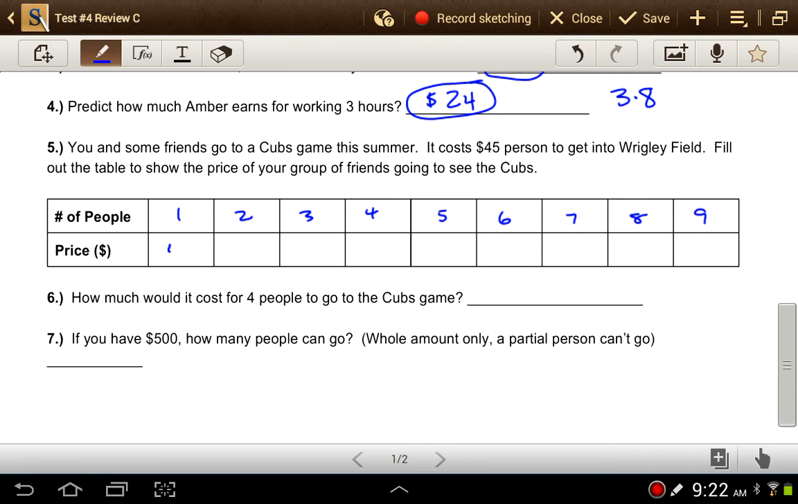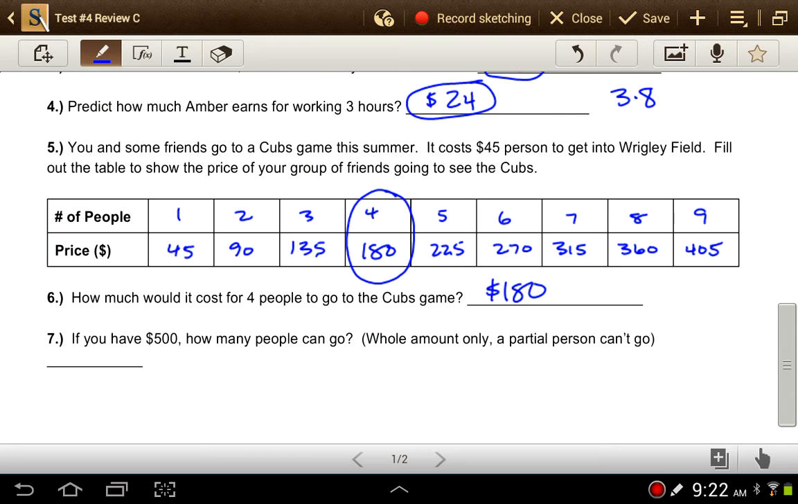That's going to be $45 and 90. So I'm just counting by 45s here. It's 225, it's 270, 315, 360, and finally 405. Okay, so I just counted by 45s there, or I'm doing 45 times 2, 45 times 3, 45 times 4, if you want to do it that way. Okay, how much would it cost for 4 people to go to the Cubs game? 4 people, it's going to cost you $180.